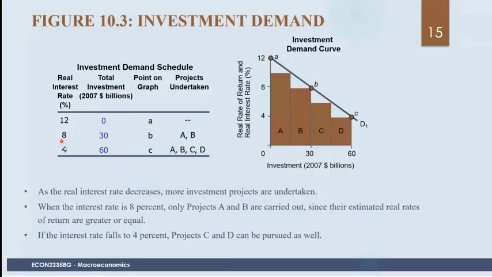Oh yeah, so of course. So at 12%, there's going to be no projects, right? Because this investment demand curve is telling us how much will be invested at each real rate of interest, okay? So we know then that if the interest rate goes down to 8%, we will get an increase in investment of $30 billion. And that is consistent with A and B. So the real rate of return on these two projects would be positive, right? If the interest rate falls to 8%. And then all of them will be profitable if the interest rate falls to 4%.